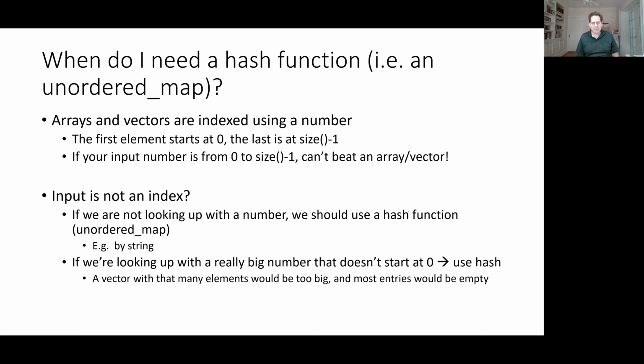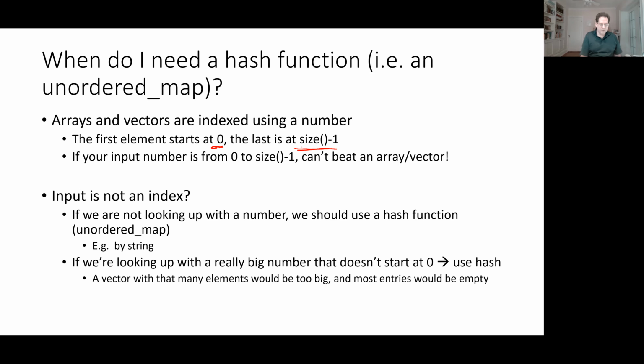So I'm going to end in a couple minutes, and this will be recorded. So if you have to go, go and you can look at the recording. So when do you need a hash function? Arrays and vectors are indexed using a number, and if that index has certain special properties, it starts at 0 and it ends at some value, which is basically size minus 1, that exactly matches how you access an array or a vector. And notice the IDs we've given you, that's how they work. So that's really useful.